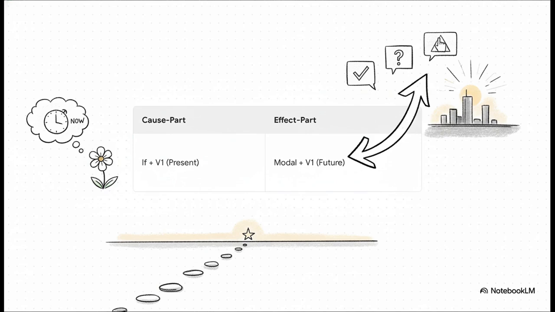Now the structure changes, but just a little bit, and that small change makes all the difference. We still start with the simple present tense in the if clause, but look at the result. It jumps into the future using a word like will or can. That's our big signal that we're talking about a probable future outcome.